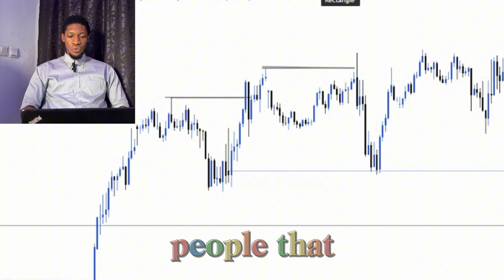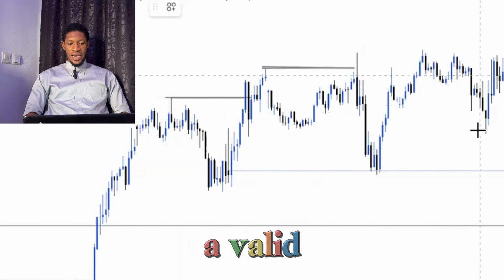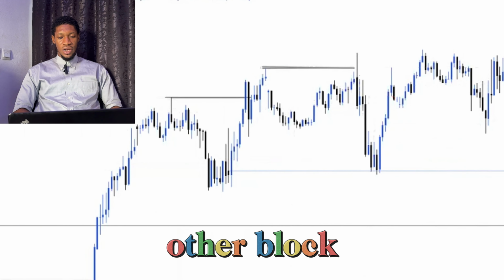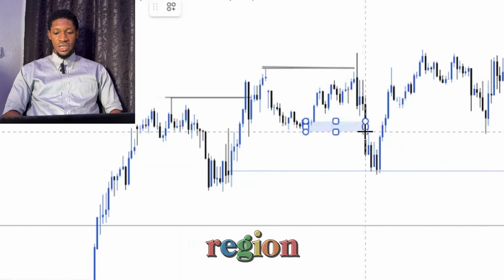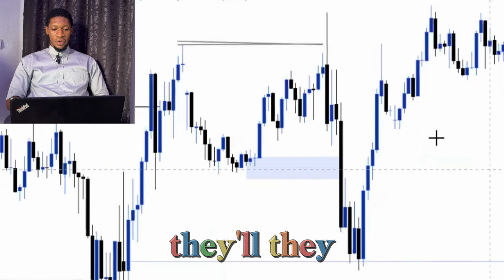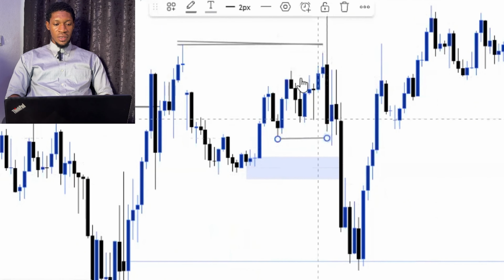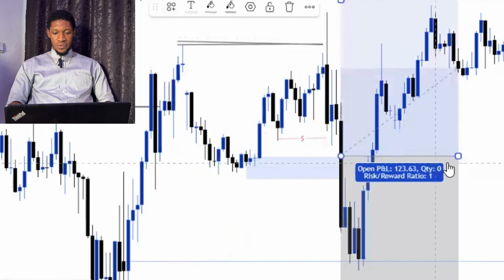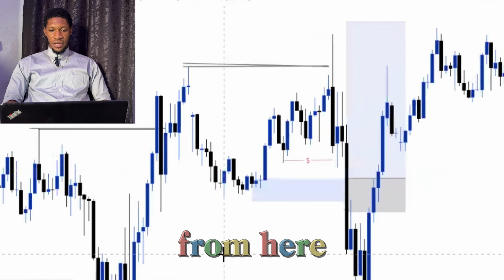So people that trade the smart money concept, obviously they will mark here as a valid break of market structure. Then the next thing, they will look out for their order block around this region. Let me zoom in for those using phones. Then they might establish here to be their so-called liquidity, and they'll want to buy the market from here. So now they want to buy the market from here.